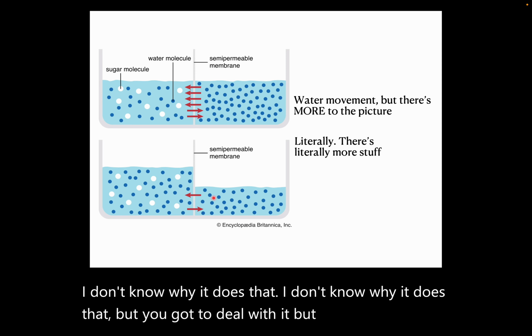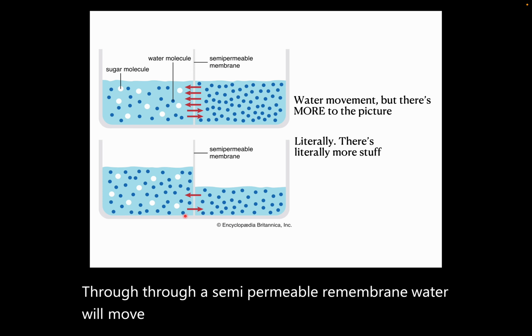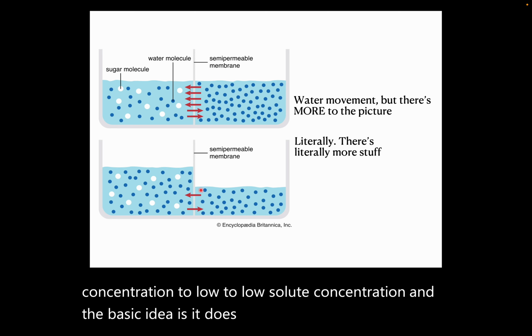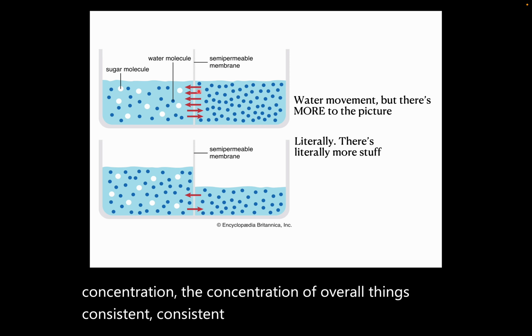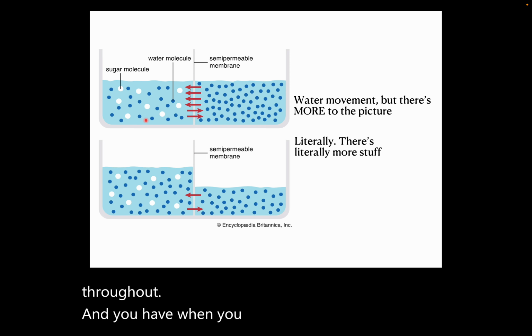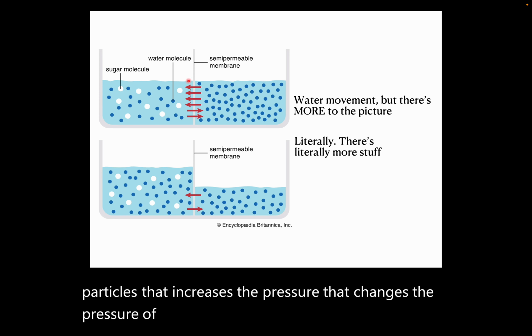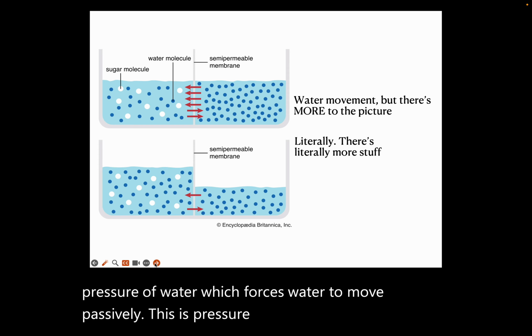But anyway, through a semi-permeable membrane, water will move from an area of low solute concentration to high solute concentration, and the basic idea is it moves to make the concentration of overall things consistent throughout. And when you have non-water particles, so solute particles, that changes the pressure of water, which forces water to move passively. This is pressure driven, not energy driven. So it's passive transport.